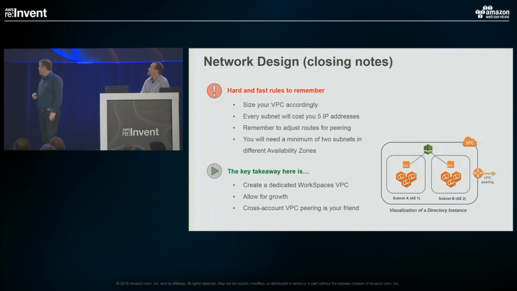So on the network design, just some closing notes here. Size your VPC accordingly. Remember that you lose IPs per subnet, so don't go too small, okay? Remember, you need to adjust the routing for peering. Route tables. So remember to do the route tables inside your VPC. I need to be able to route across those VPC connections. Remember, you've got to allow for growth, right? And VPC peering is your friend. Remember, when I fire up a workspace, it will live in one of those VPCs.